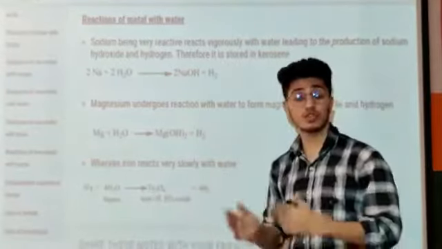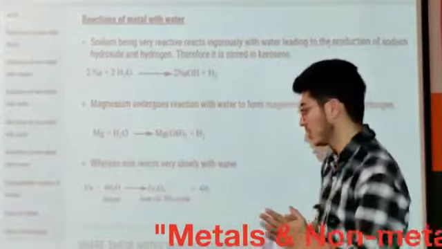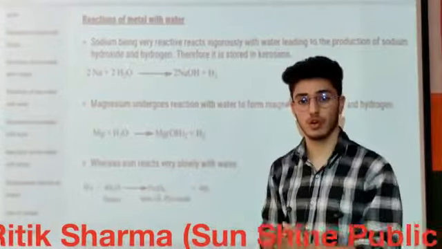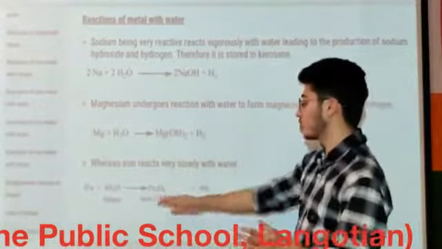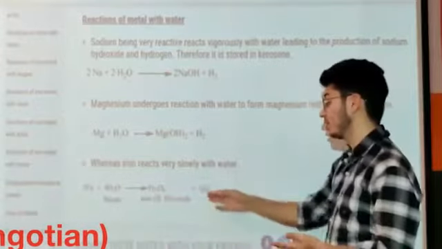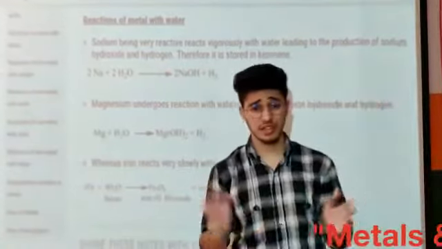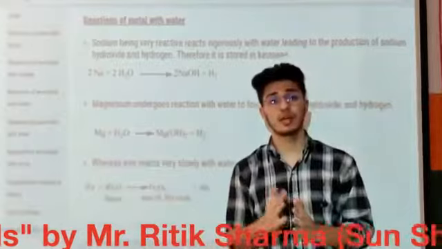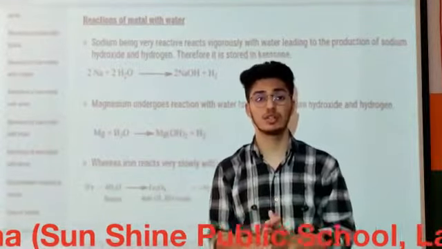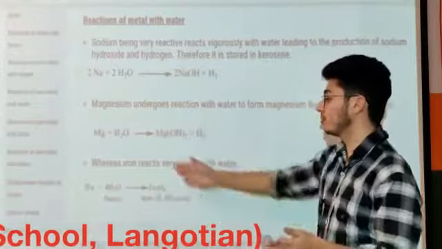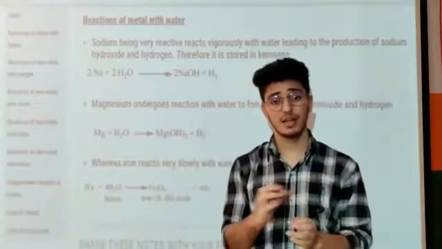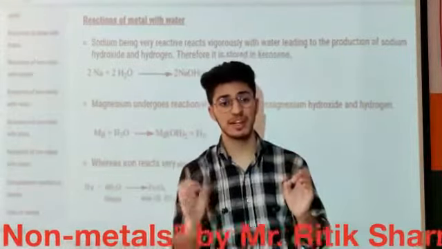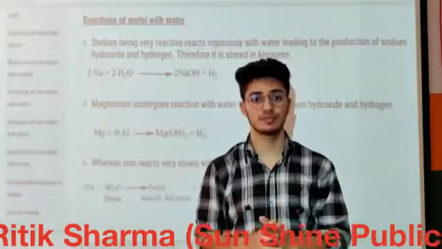Again, iron also reacts with water, but it's a very slow process. Iron reacts with steam. What is steam? It is actually hot water, to form iron oxide and liberates what? Again, hydrogen. So there's one thing that you may also have noted, that whenever a metal reacts with water, it liberates hydrogen. Let's see the case of sodium, magnesium, iron, it always liberates hydrogen. So that's the point, whenever a metal reacts with water, it liberates hydrogen.